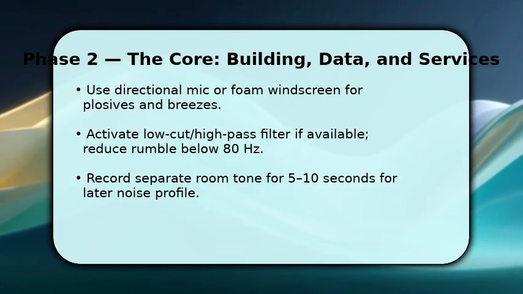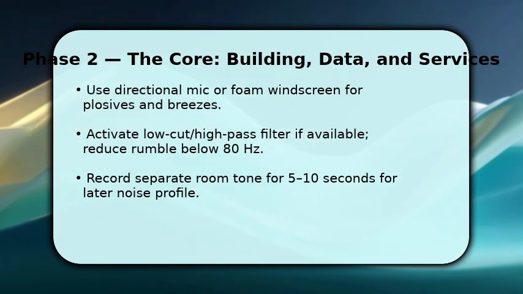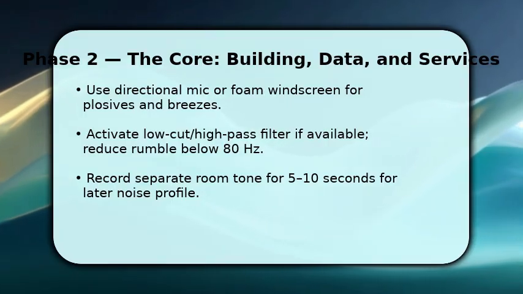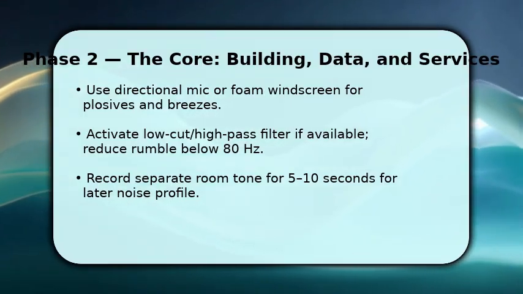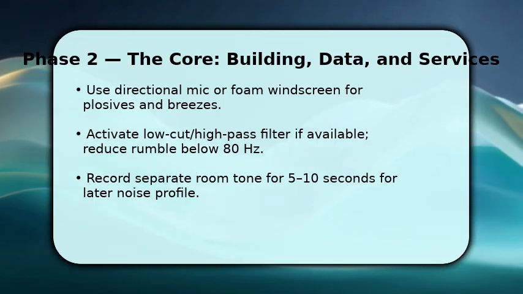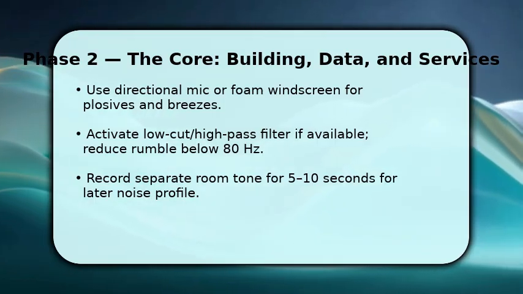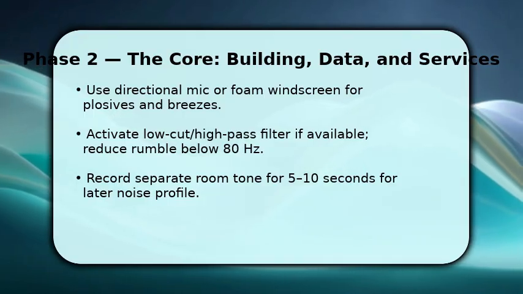Once you have a stable test, improve capture. Switch to a directional mic or add a foam windscreen to cut wind and plosives. If your app offers a low-cut high-pass filter, engage it to remove rumble below about 80 Hz. This keeps voice clear versus muddy bass.